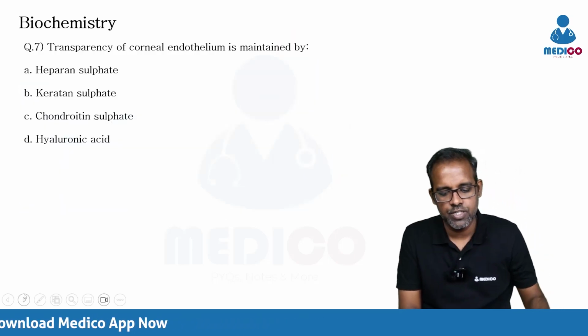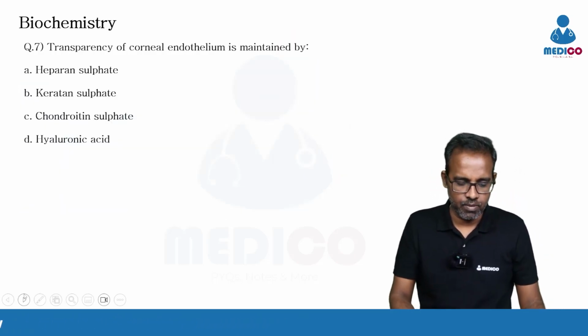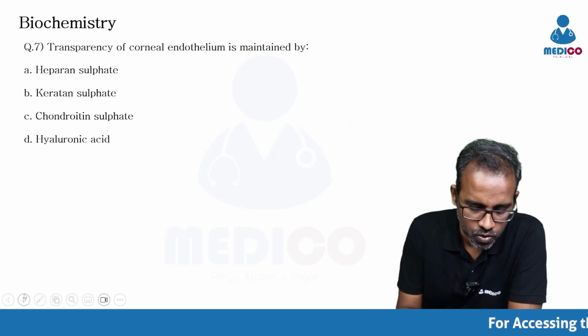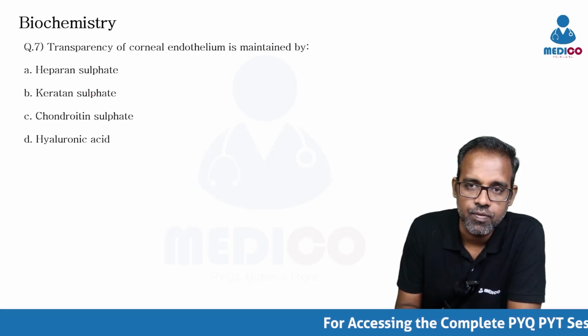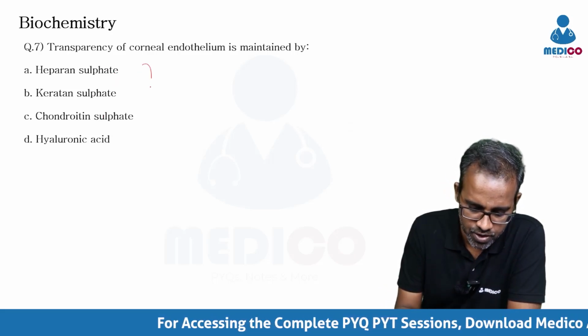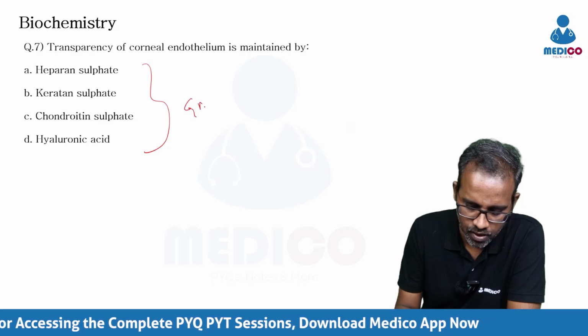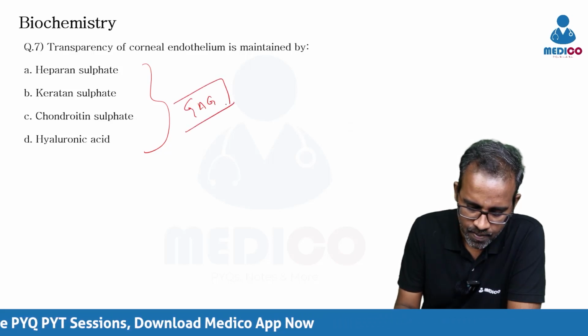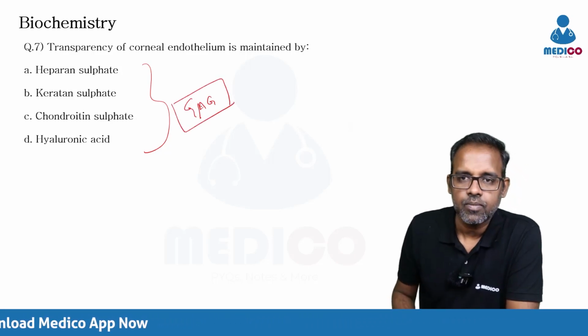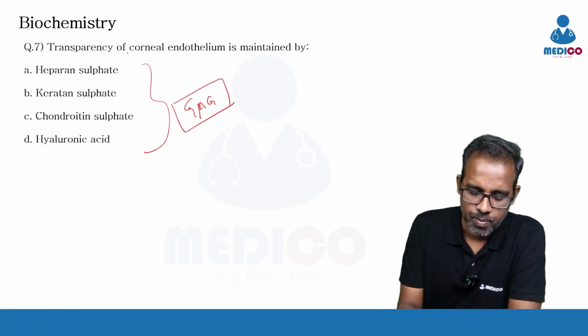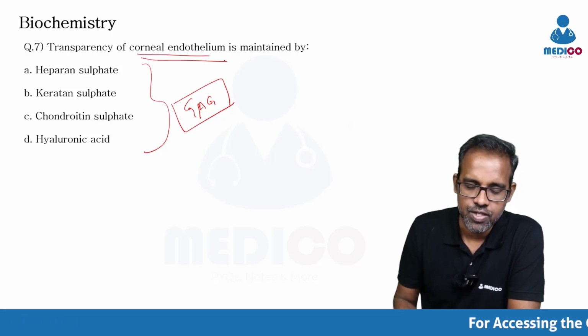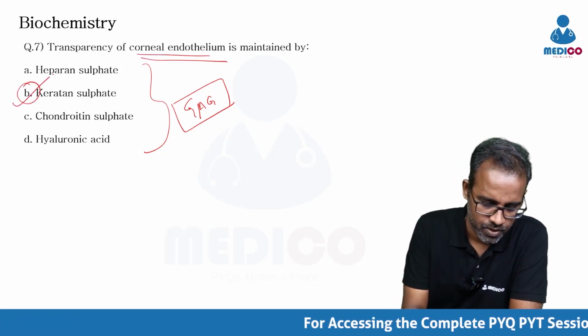Okay. Transparency of corneal endothelium is maintained by, okay, they've given you 4 compounds: keratin sulfate, heparin sulfate, chondroitin sulfate, hyaluronic acid. What are these substrates actually? These substrates are nothing but glycosaminoglycans. Among these, which is responsible for maintaining the transparency of the cornea? That's the question. And the answer is B, keratin sulfate.